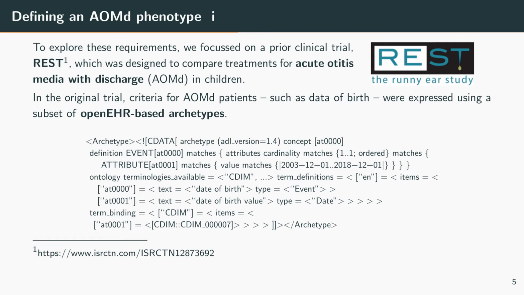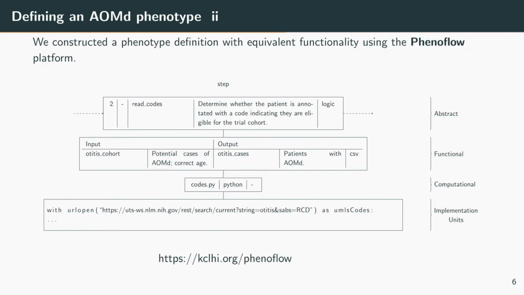And these criteria are expressed using something that we call open EHR-based archetypes, a subset of them at least. An example here is shown for the eligibility criteria that we used for date of birth, which uses this standard, as well as something that we call CDIM, which allows for compatibility with multiple data sources.